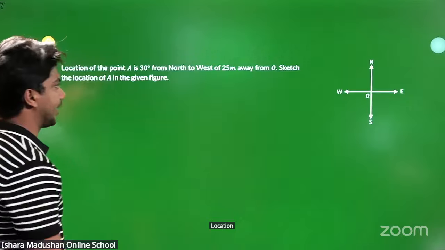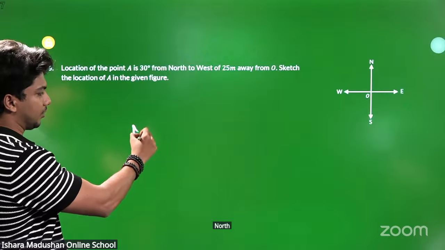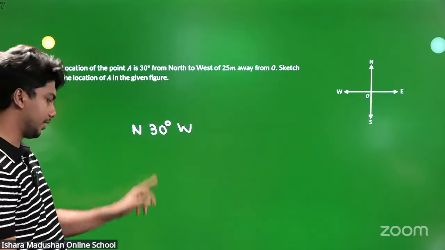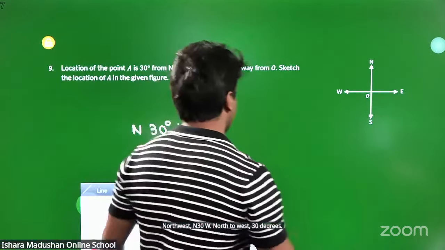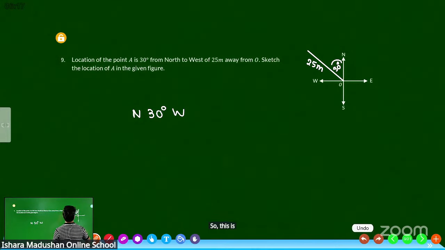Location of the point A is 30 from north to west. North to west. Denote it like this: N30W. Okay, north to west 30 degrees. So we can draw something like this. And here we shall say this is 30 degrees. And it says 25 meters away from O. So 25 meters. So this is the point. So here you can understand. So this is the point A.